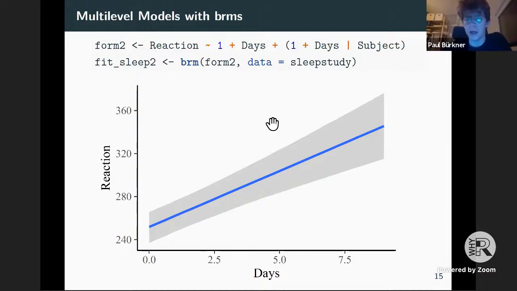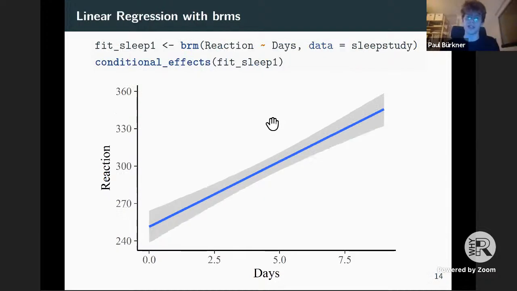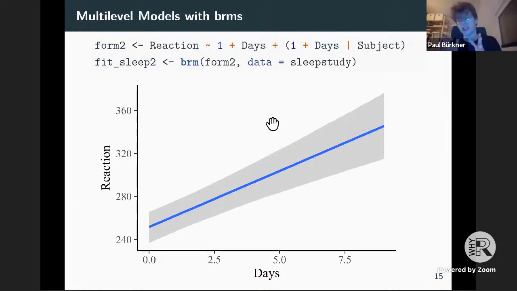Then we're going to fit the model, and then we again, for example, could plot conditional effects and see that now this is the overall regression line of the prediction of days on reaction time. And what we see here is that in comparison to the former case with just linear regression, the uncertainty has increased quite a lot.